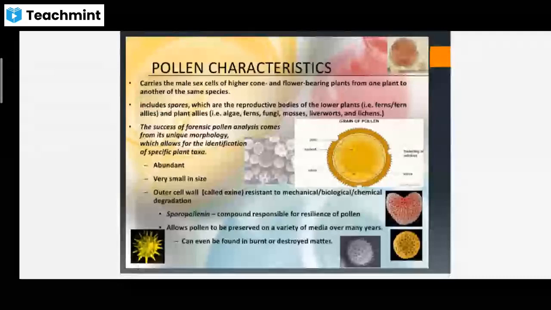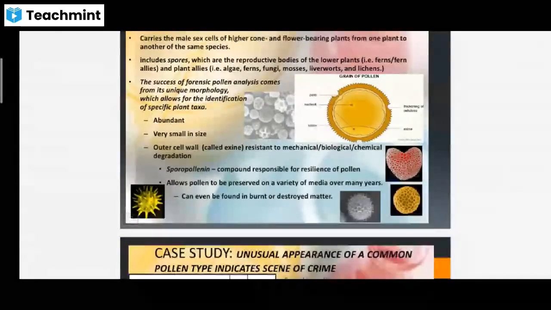The success of forensic pollen analysis comes from its unique morphology, which allows for the identification of specific plant taxa, abundant, very small in size. Its outer cell wall is resistant to mechanical, biological, and chemical degradation. Sporopollenin is the compound responsible for resilience of pollen. It allows pollen to be preserved on a variety of media over many years. It can even be found in burnt or destroyed matter.